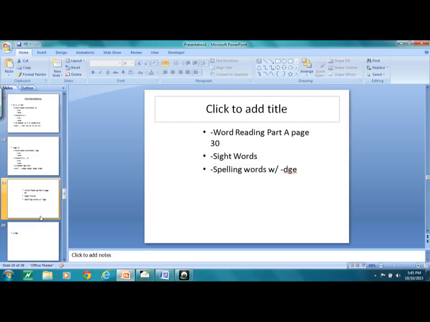Next word. Didn't. Spell didn't. D-I-D-N apostrophe T. Say the word again. Didn't. Next word. Become. Spell become. B-E-C-O-M-E. The word again. Become. Next word. Family. Say family. Spell family.